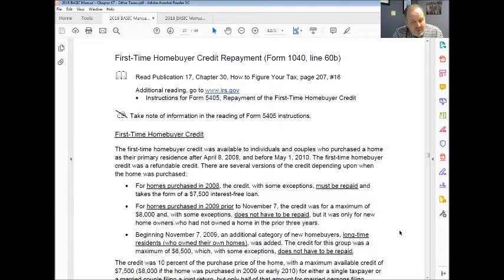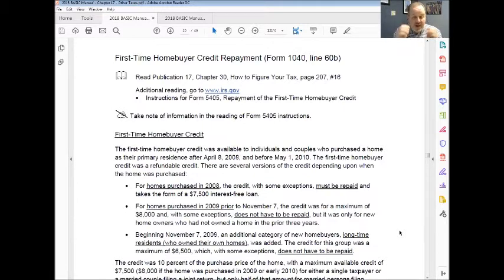Okay? And it was only for new homeowners that had not owned a home in the prior 3 years. So beginning November 7th, 2009, an additional category of new home buyers, longtime residents who owned their homes, was added. The credit for this group was a maximum of $6,500 that does not have to be repaid.